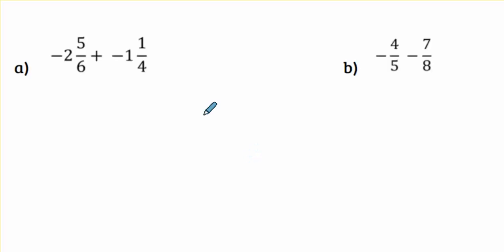Okay, we know that whenever we add or subtract fractions and mixed numbers, we have to find a common denominator. So in this case, the common denominator would be 12. Out of 12, we would multiply by 2, so we would have -2 and 10/12. And this would be, let's see, we'd multiply by 3. This would be -1 and 3/12.